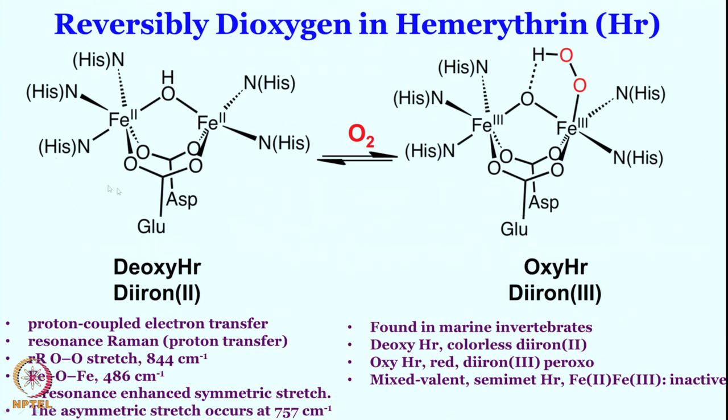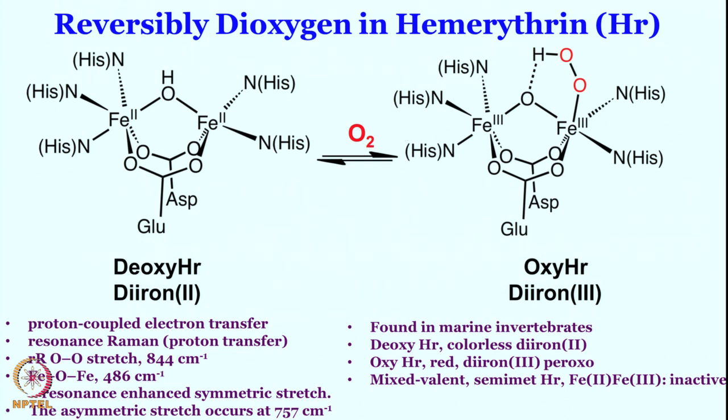Upon oxygen binding, the colorless species is this one. Upon oxygen binding, it becomes red. So this is a red color species. This oxygen binding, just like hemoglobin and myoglobin, is reversible in nature. That means it can easily go forward and backward, and therefore the oxygen transport and release can be easily possible, right. If you are looking at this species, this species will form a peroxo species.